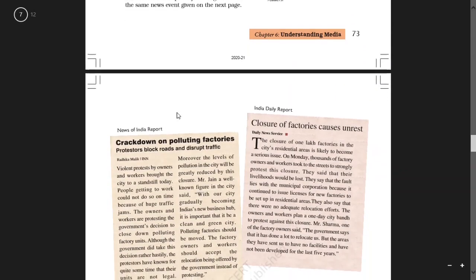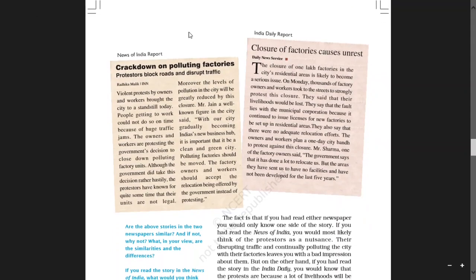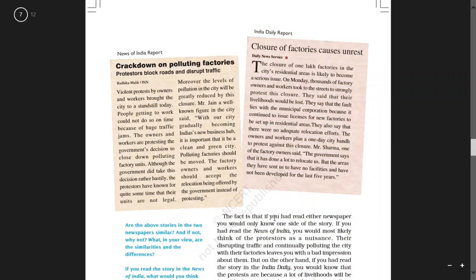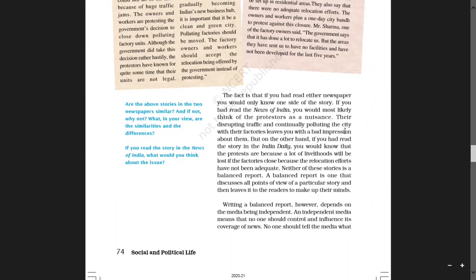Here was this crackdown on polluting factories, and then closure of factories causes unrest. The fact is that if you had read either newspaper, you would only know one side of the story.